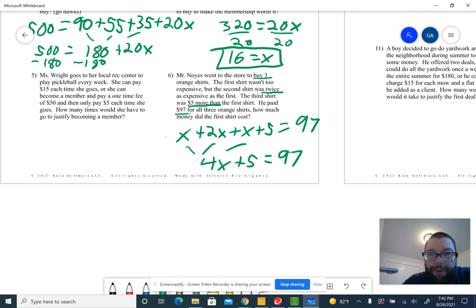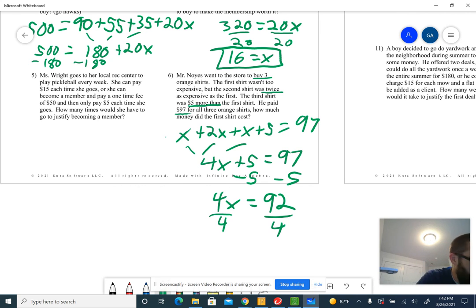Okay, two-step equation. I'd minus the 5, right? Minus the 5 to each side gives me 4x is equal to 92. And then my last step, I'm going to divide by the 4 to separate it from the x. So divide by 4, 92 divided by 4 is, dun, dun, dun, his first shirt was $23.